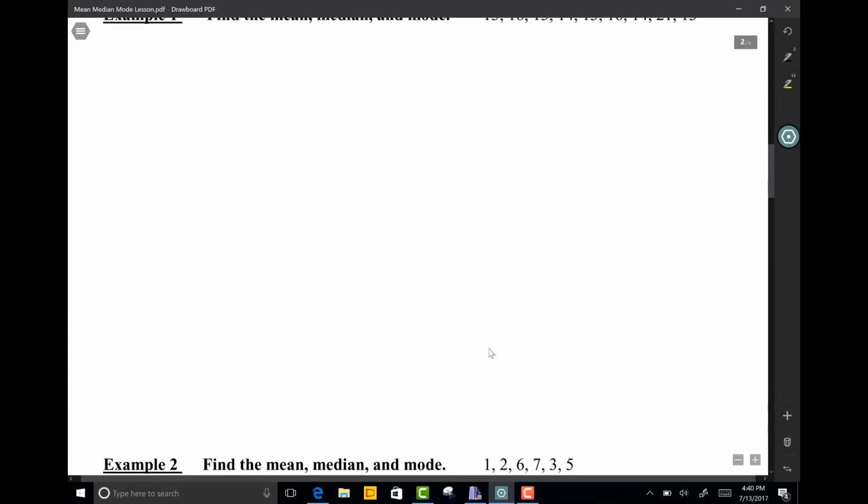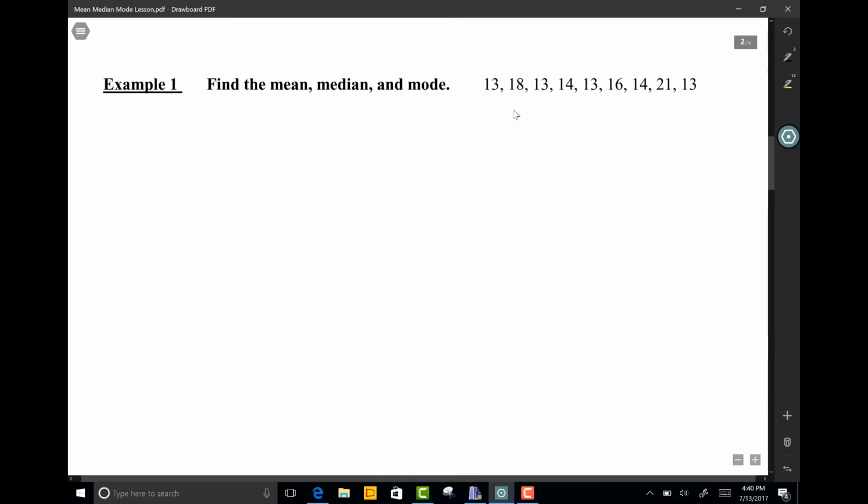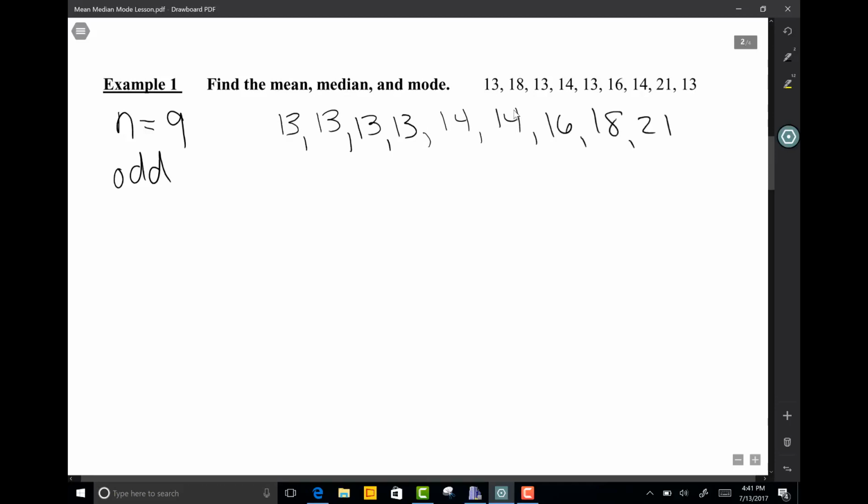So the first example, we're going to find the mean, median, and mode of this data set. The first thing we want to do is find the value of n. How many data values do we have? We have 1, 2, 3, 4, 5, 6, 7, 8, 9. So that means we have an odd data set. When I list it in order from smallest to largest, I have 13, 13, 13, 13, then we have 14, 14, 16, 18, and 21.